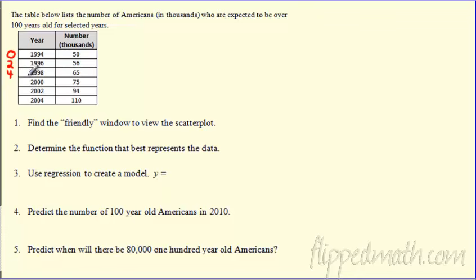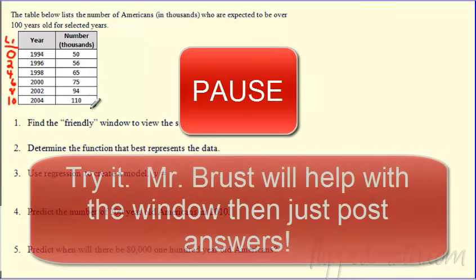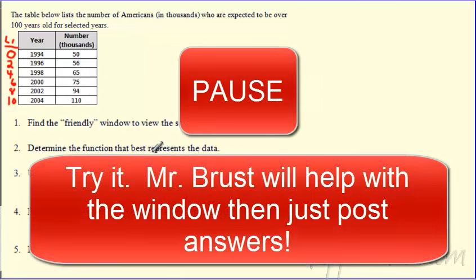1998 is 4 years after 1994. Then 6 years after, then 8 years after, then 10 years after. So call this your L1 or your X's. It's how many years since 1994. I think that really saves a lot of time when you put that in. So go ahead and try to graph that, answer some of these questions. I'm going to get you started, once you've tried a little bit, and then I'm just going to post the answers to the rest.